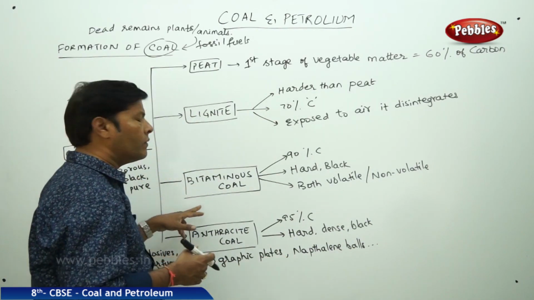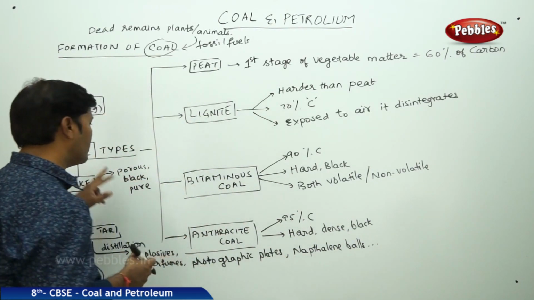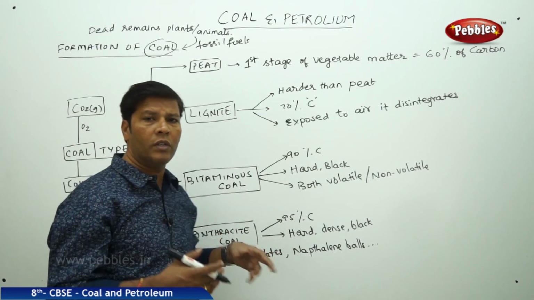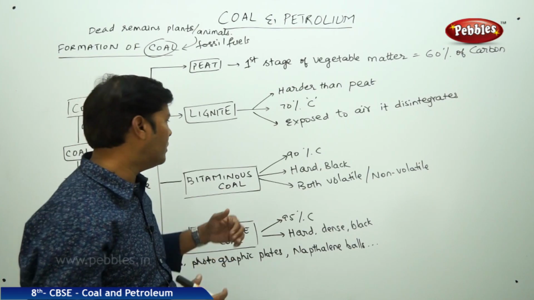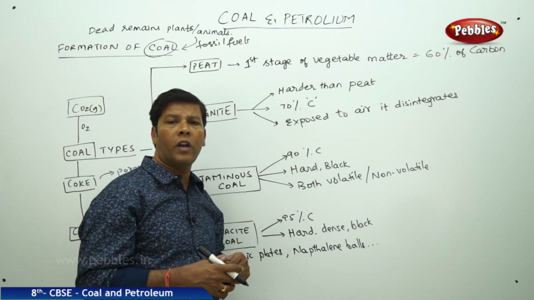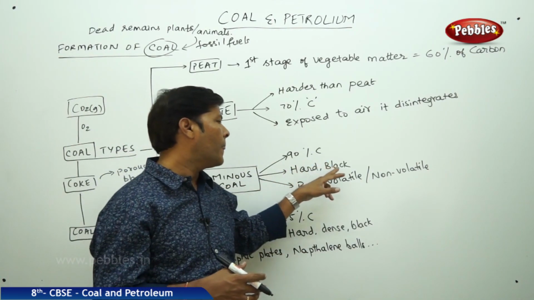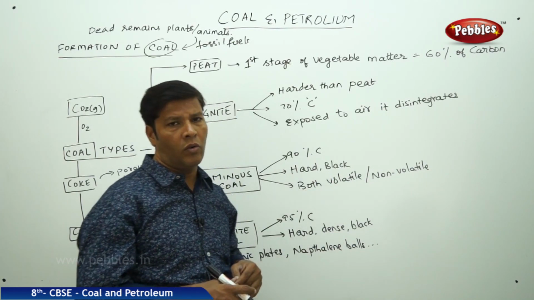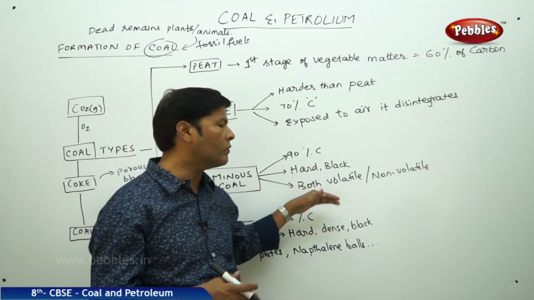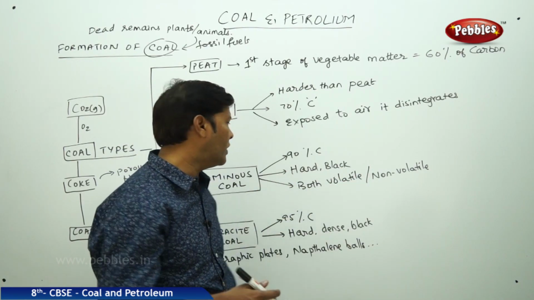Then the third batch of the vegetable matter after decomposition of coal is bituminous coal. This is the purest form of the amorphous form of the coal or carbon, because it contains 90% carbon, and it is hard, black, both volatile as well as non-volatile. When you heat it, it gives volatile vapors as well as non-volatile vapors.